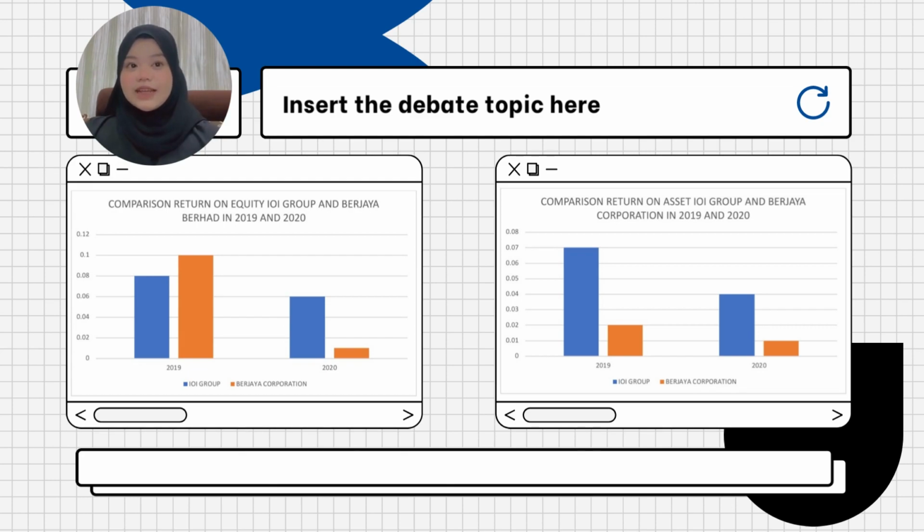Comparison return on asset IOI Group and Berjaya Corporation in 2019 and 2020. Based on the data above, IOI Group return asset is 0.07%, higher than Berjaya Corporation, which is 0.02%. In 2020, IOI Group company decreased to 0.04% for return on asset, while Berjaya Corporation decreased to 0.01%. From the analyzed comparison, we could see that IOI Group company is better at managing return on investment than Berjaya Corporation.